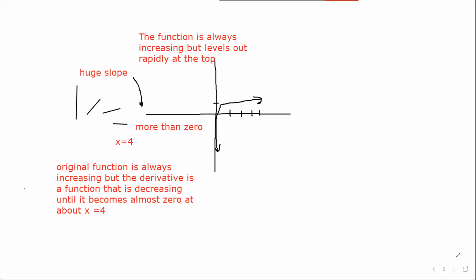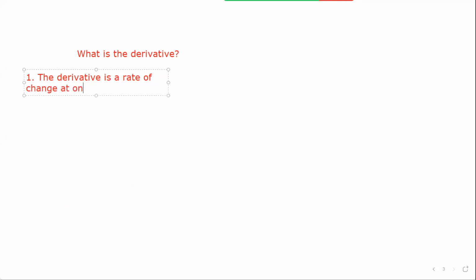Now, as to your question, which actually, like I said, is a really good one. What is the derivative in the first place? Well, it's a lot of things. One of the first things we learned about the derivative is that the derivative is a rate of change at one point. Remember? So you're looking at a graph, you're looking at the rate of change.